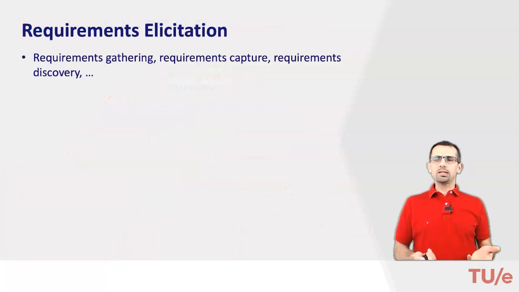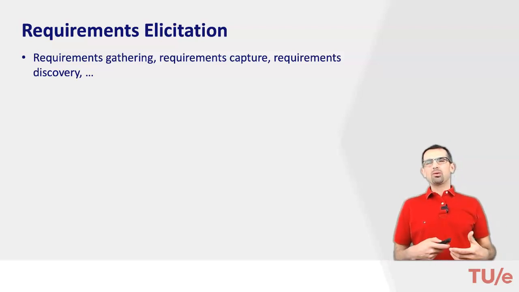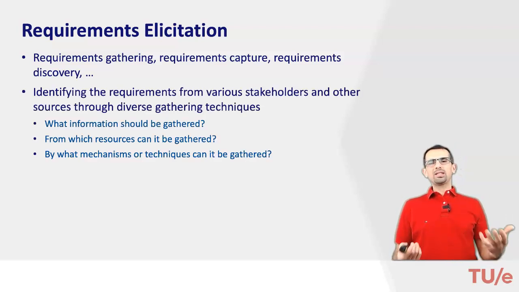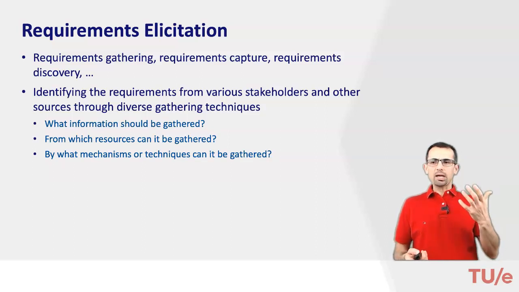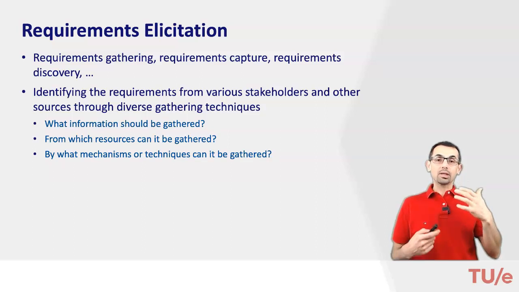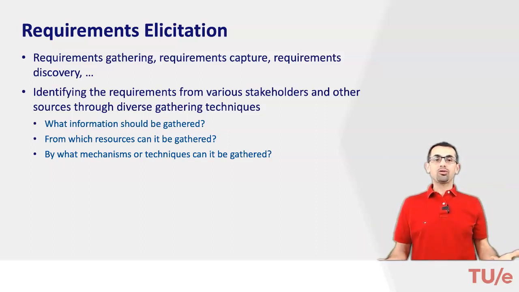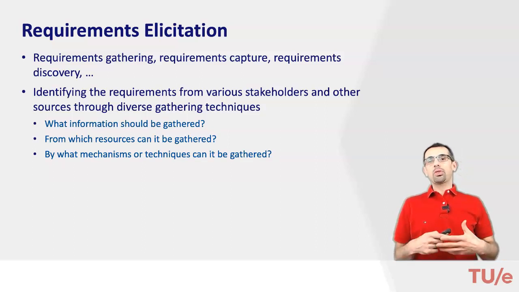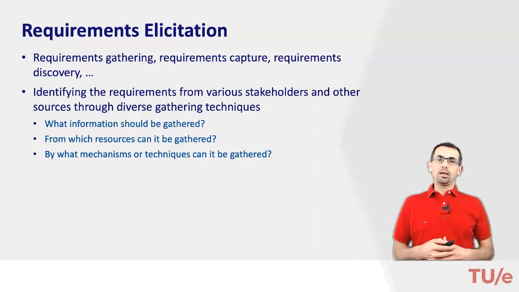Now, what is requirements elicitation? It's basically requirements gathering, information gathering, or sometimes it's called requirements capture, requirements discovery, and so forth. What type of activities does it involve? Three main activities we can differentiate. What information should be gathered is what you need to decide in elicitation; from what resources you get this information; and through what mechanisms, what techniques it can be gathered. So that's what elicitation is.